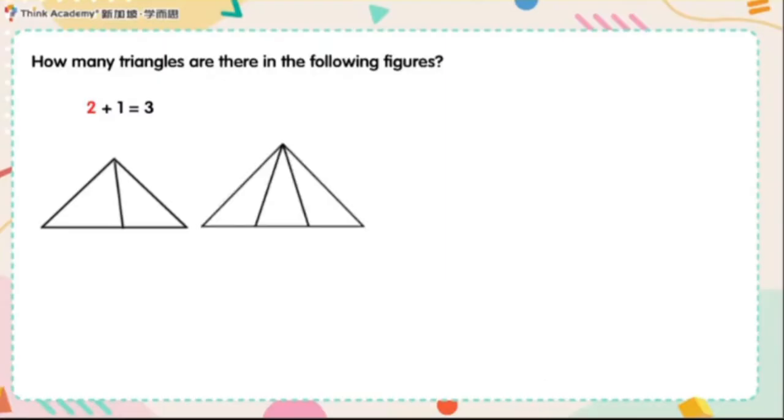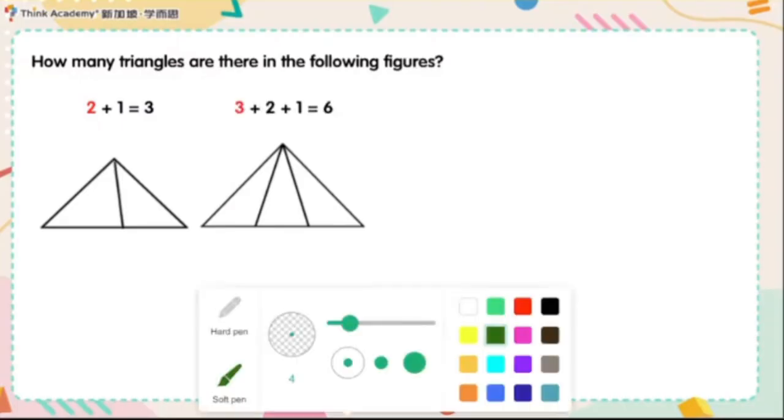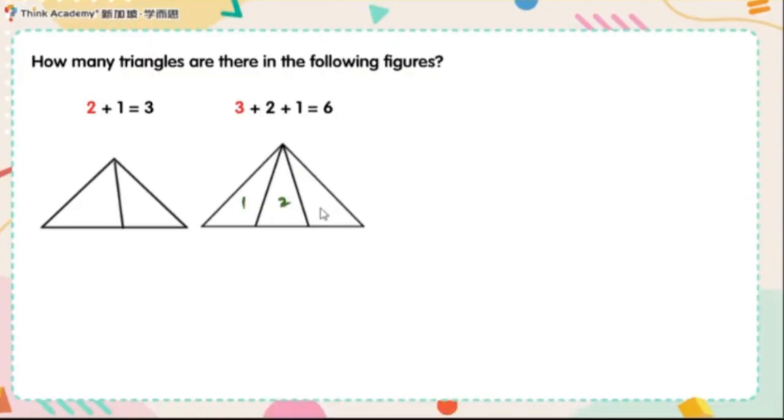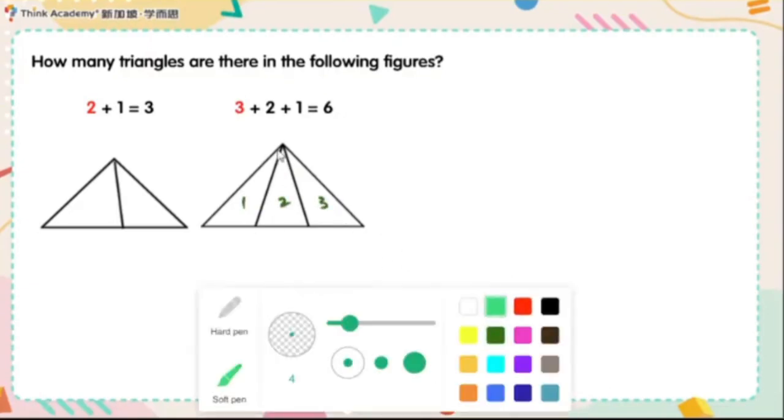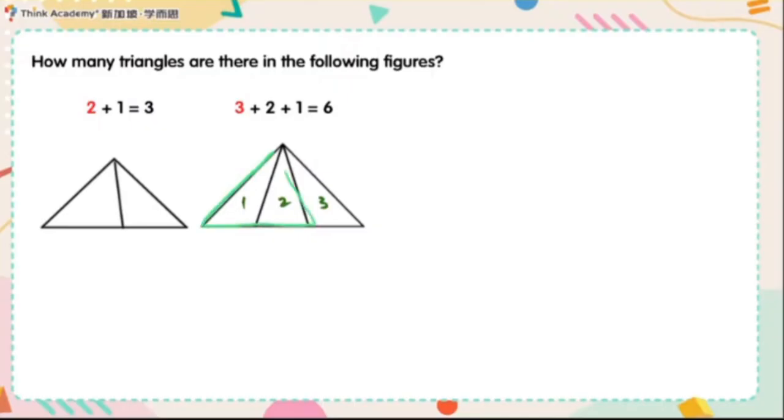And the next one, how about this one? Is it 4, right? 1, 2, 3, and then the big 4. Is that the case? Well, actually not. It's 3 plus 2 plus 1 equals 6. Where is my 3 plus 2 plus 1 from? We have 3 small triangles. This one everyone knows. And then did you notice that this is also a triangle, and this is also a triangle? So we have 2 medium triangles. And finally, everyone should notice by now, the big triangle. So that's why we have 6 triangles in total.